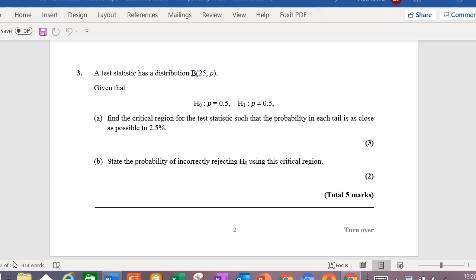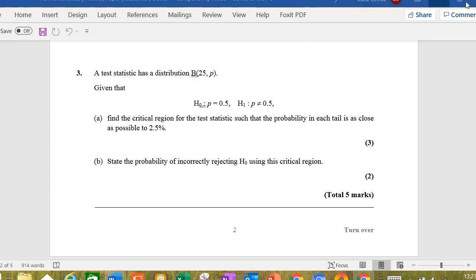Okay, this is question 3. There's no context in this question, which in fact makes it easier really. We can see it's a binomial. I can see from my null and alternative hypothesis it's a two-tailed test, and all we're asked to find in part A is the critical region for each tail, getting as close as possible to 2.5%. So be careful on those ones. They're the ones where we don't have to necessarily get below 2.5%. We just want it as close as possible. And then we'll come back to part B.